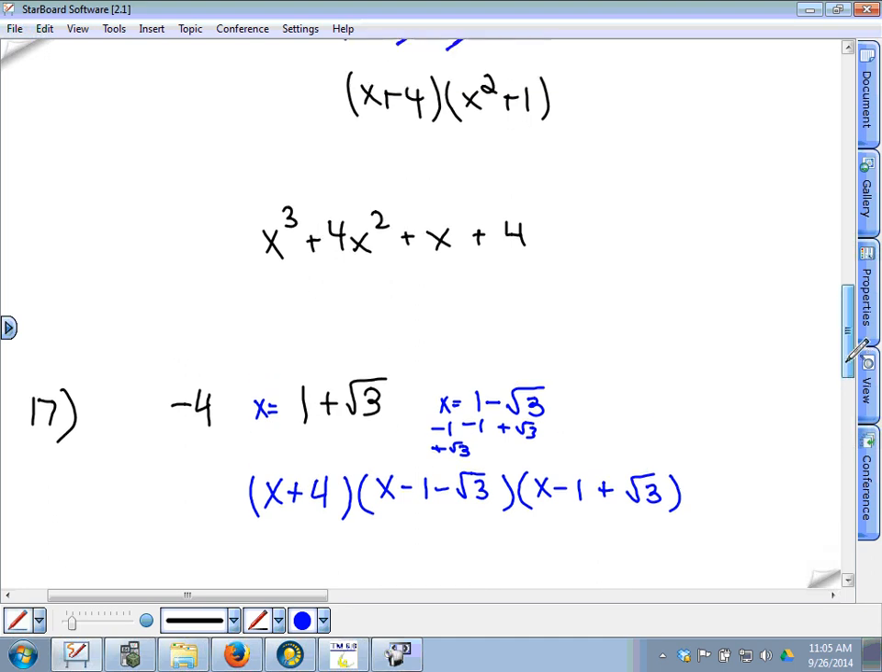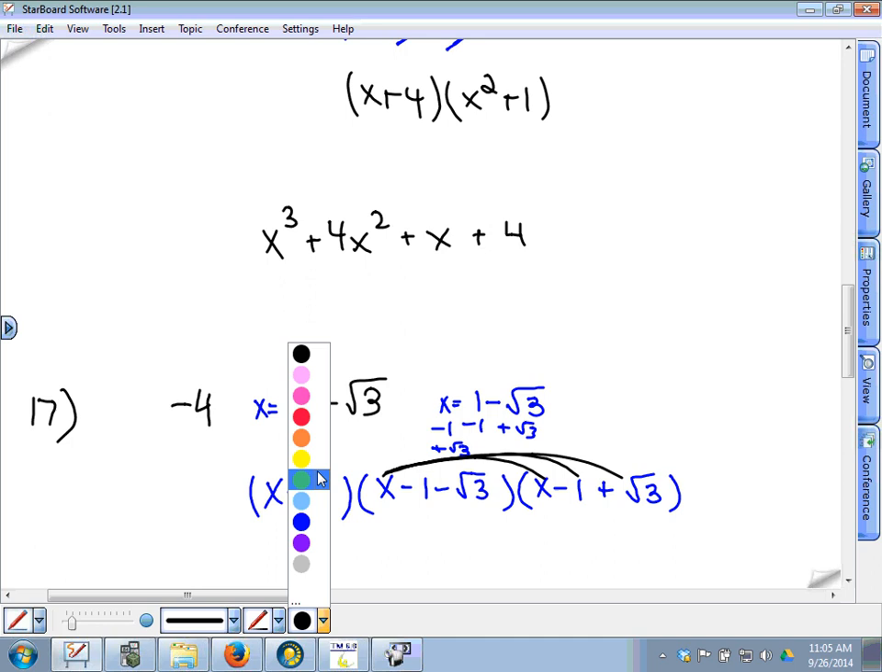Okay. Anyway, we still have to multiply x times x, x times negative 1, x times that, and then let's start with that. I don't want to go too fast all at once. Let's just start with those first ones. X times x. Come on now. X squared.